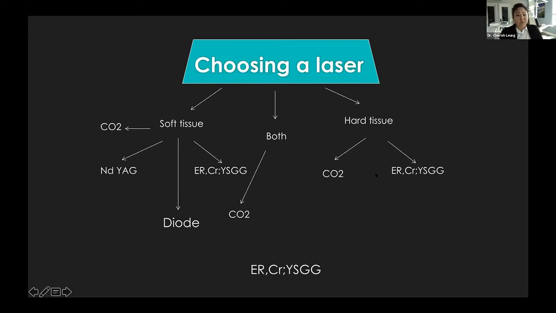For hard tissue, you're mostly looking at CO2 or the erbium chromiums, and that's because the molecules that they focus on are the water and the hydroxyapatite, so you're able to do both. So if you're looking for both soft tissue and hard tissue, then you're definitely looking at one of these that are also able to do the hard tissue.